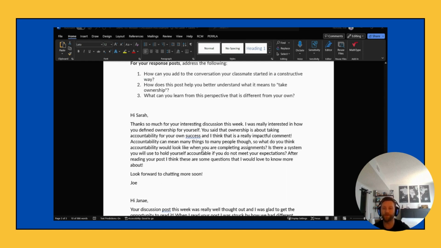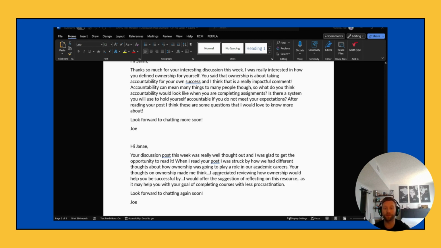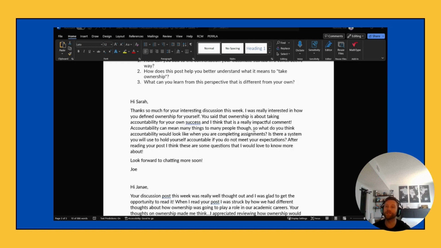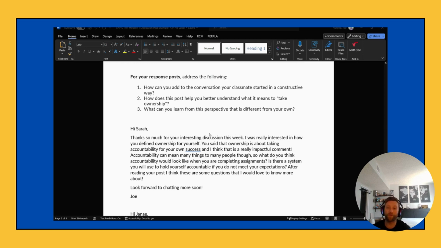In the first one, I provided a detailed discussion. And in the second one, you can see here that I again put some dots to get you thinking about some ways to start the conversation with your peers. For Sarah, I indicated that I asked her questions. So, how was I constructive in this way? I let her know that it was impactful, that I saw that her thoughts and accountability were very impactful to me. But I asked her questions about what does accountability look like when completing assignments? Is there a system you use to hold yourself accountable if you don't meet your expectations? So I asked her some questions to get her thinking to continue the conversation in a constructive way.